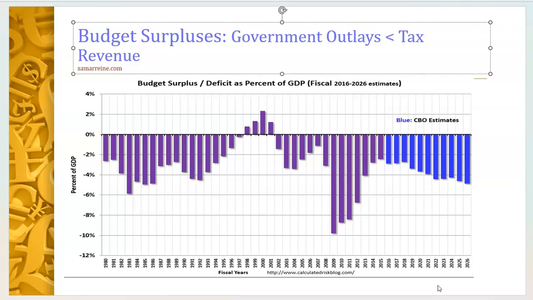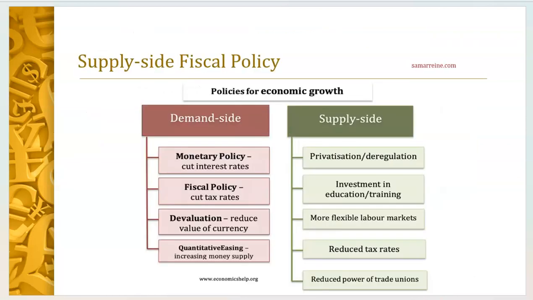So we don't have any budget surpluses in our future. Let's put it that way, in any foreseeable future. The last point to be made here is, what is supply side fiscal policy? It's called supply side. When you just use the word fiscal policy, you mean demand side. In order to distinguish fiscal policy from supply side fiscal policy, that's what we call it, supply side fiscal policy.